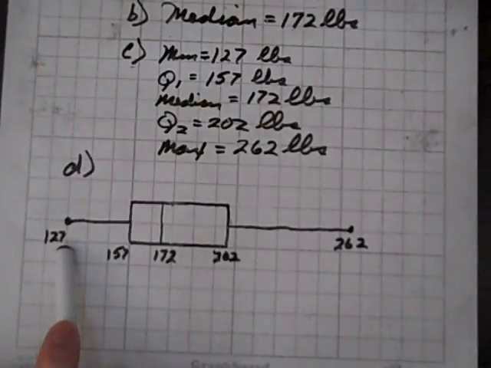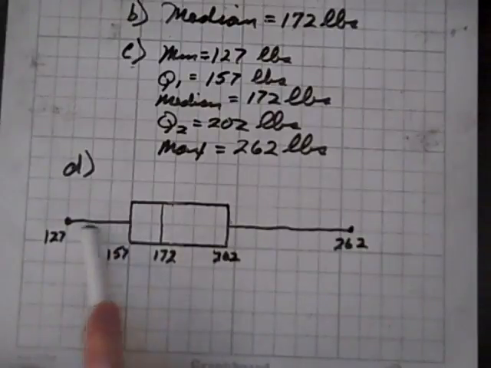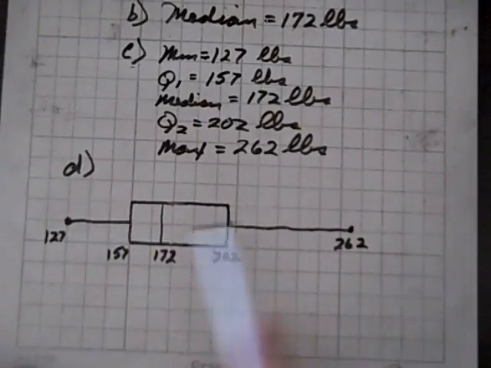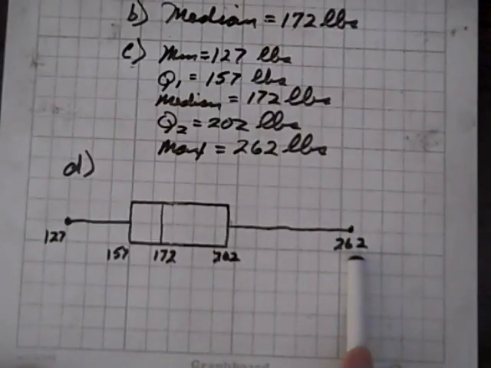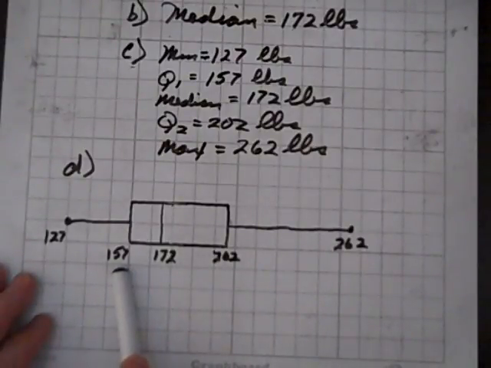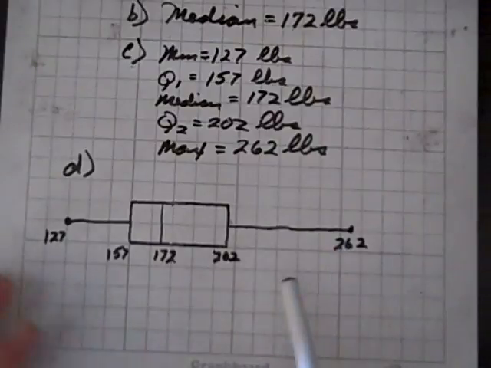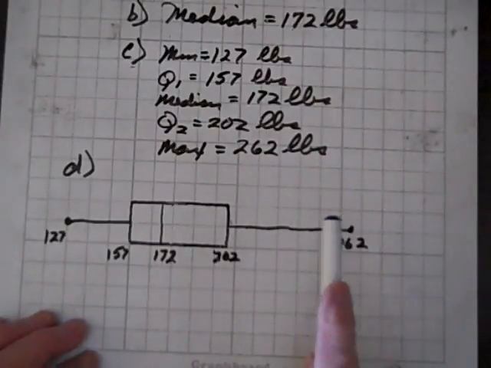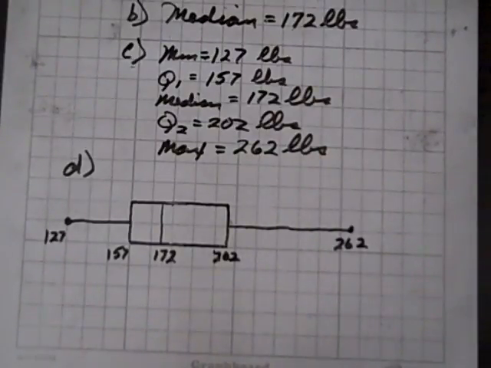So here's our box plot, and it's called a box and whisker plot also. We've got a whisker here and a whisker here. So our minimum value is 127, our maximum is 262, the median is 172, and the median for the lower half, which is Q sub 1, is 157 pounds. The median for the upper half, which is Q sub 2, is 202 pounds. And we've answered our question.